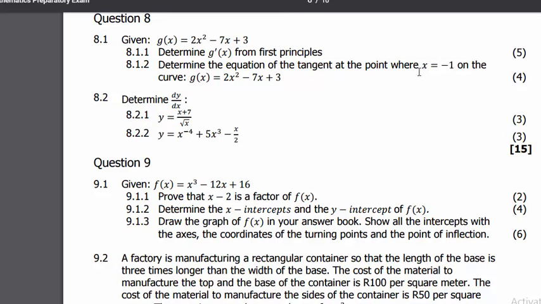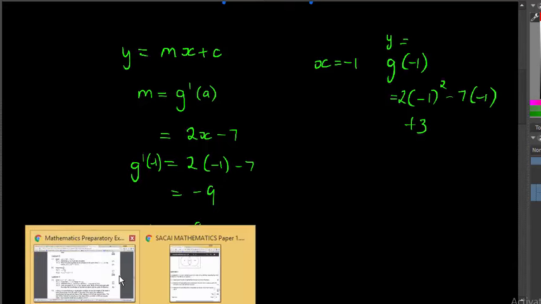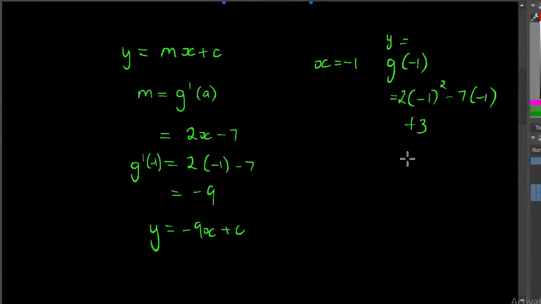I don't have a y value given, but I have a formula for y values. g of x is a formula for all the y values. I can substitute any x and get a y value. So g of -1 will give me my y value. g of -1 is 2 times -1 squared minus 7 times -1 plus 3. And so this is 2 plus 7 plus 3, which is 12.